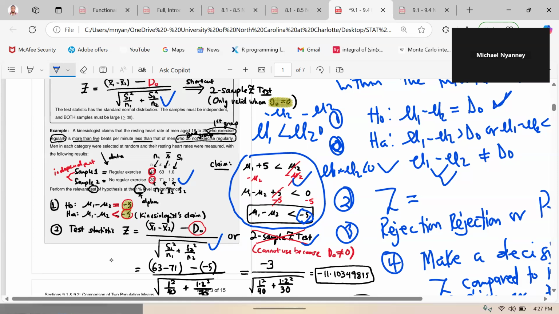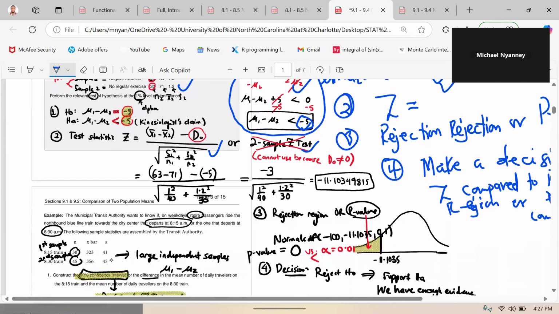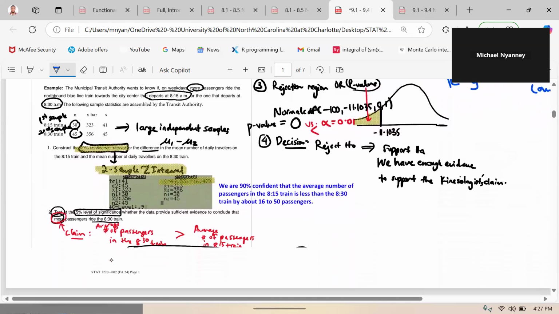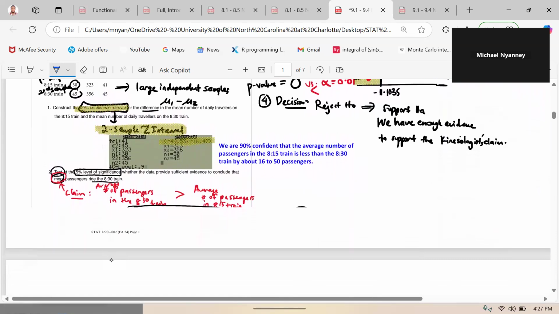So if D naught is 0, the calculator 2 sample z-test works perfectly. But if D0 is not 0, then we can't use that. You have to go through the steps given. All right, so note it's very important. We do the same for this question based on the statement.